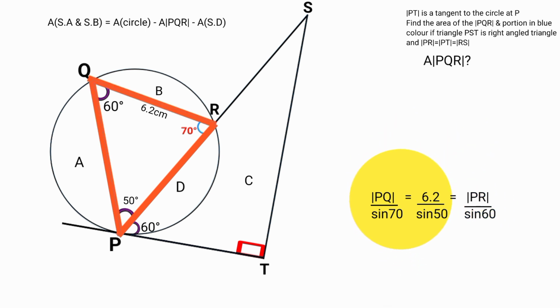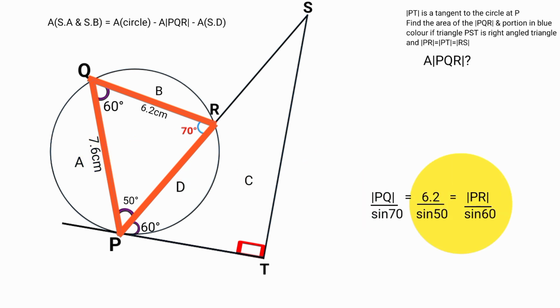Taking only this part here, line PQ over sine 70 degrees equal to 6.2 over sine 50 degrees. If we make line PQ the subject, line PQ equals 6.2 over sine 50 degrees, all multiplied by sine 70 degrees, which if you press your calculator equals 7.6 approximately. So this side here, line PQ, is 7.6 centimeters in length.